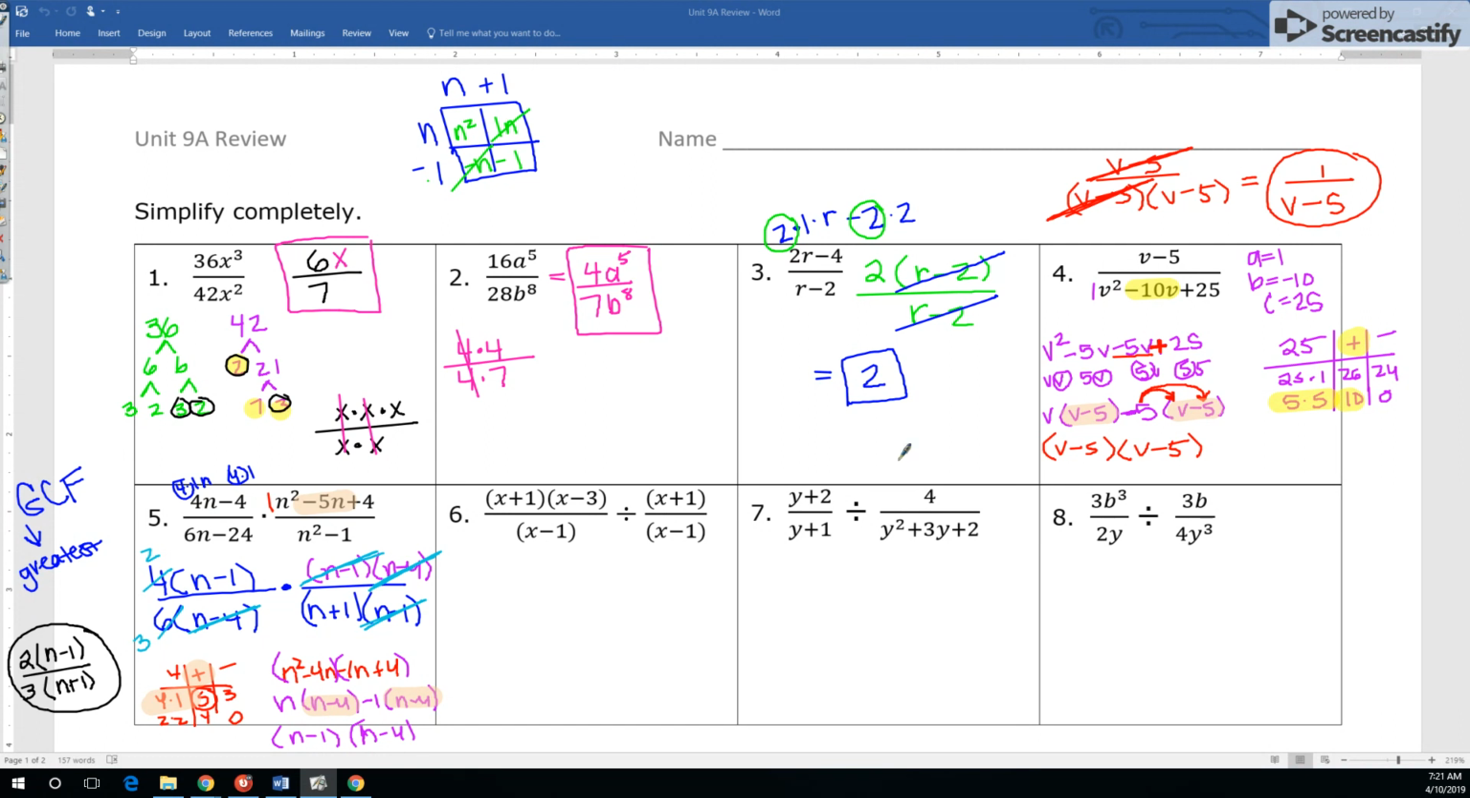Okay, number 6 is division. So I have to keep, change, flip when I'm dividing fractions. So keep, I keep this one exactly how it is. No, these do not cancel. They're not the same. I change the division to multiplication, and I flip this fraction. Numerator becomes denominator, denominator becomes numerator.